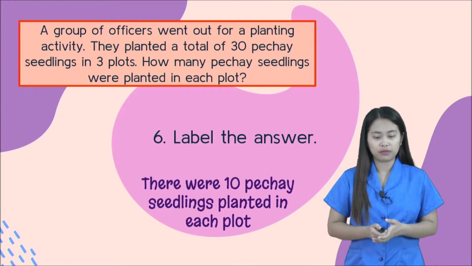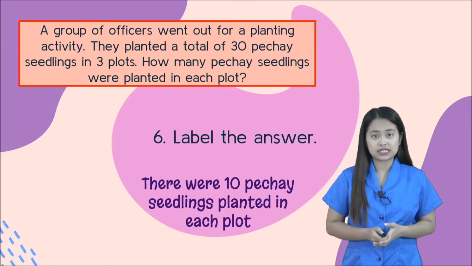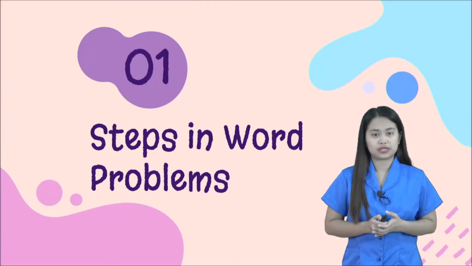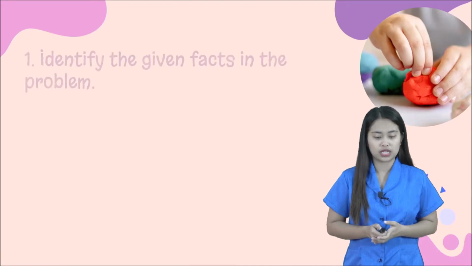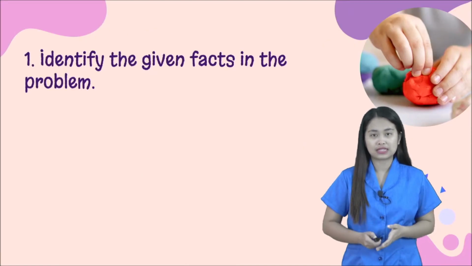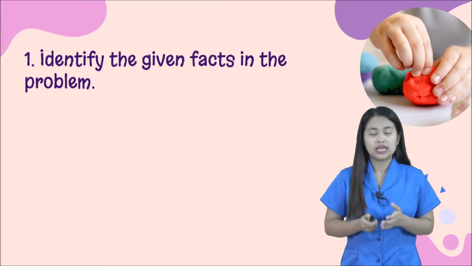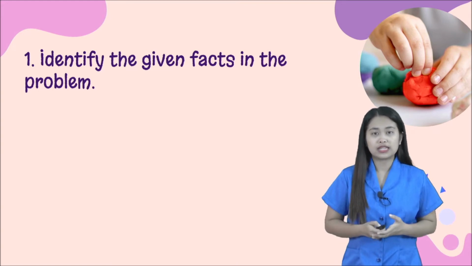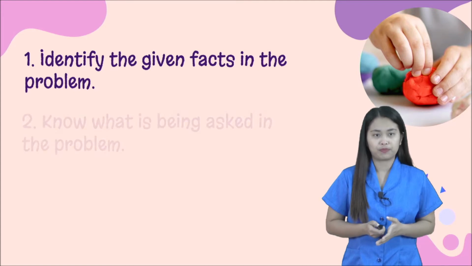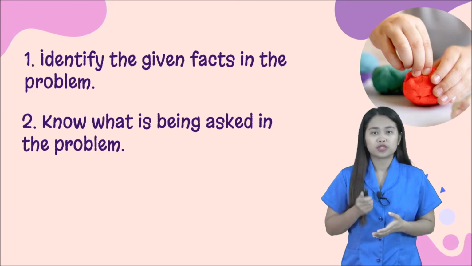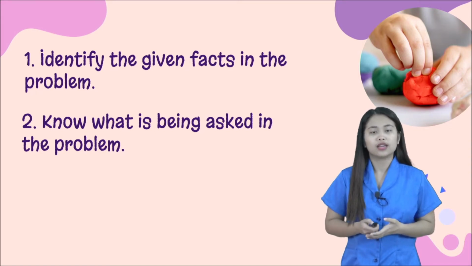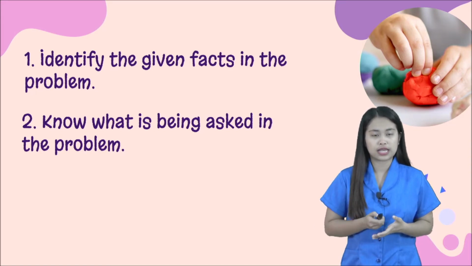So you have to remember, Grade 2, that there are 6 steps in solving word problems. The first one is identify the given facts in the problem. When we say given facts, those are the numbers that were given in our word problem. Next, know what is being asked in the problem. For what is asked, you should look for the question at the end of the word problem.